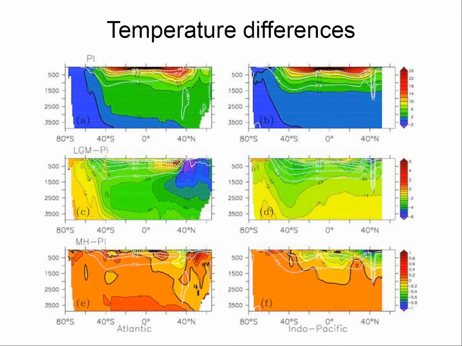And the temperature shows the same pattern. For the pre-industrial climate, we see cold temperature following the Antarctic Bottom Water in both basins, and we have a much colder temperature here in the LGM.